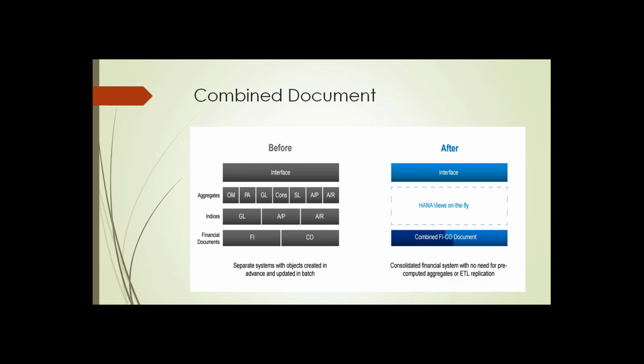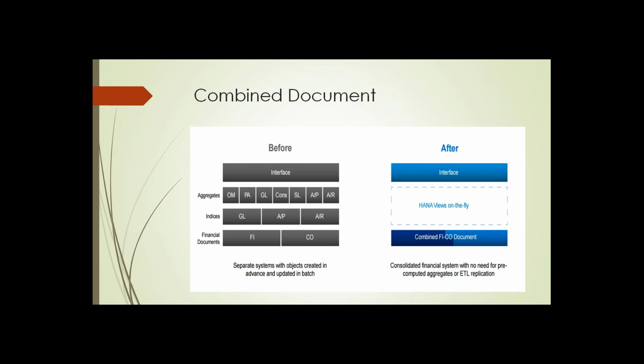But going forward, FI and CO documents are no longer separate, it has become a common document. So even if you are passing any FI entry or CO entry, you cannot say this is separate. It is the same table which will be affected, and at the same time, this is the combined document.